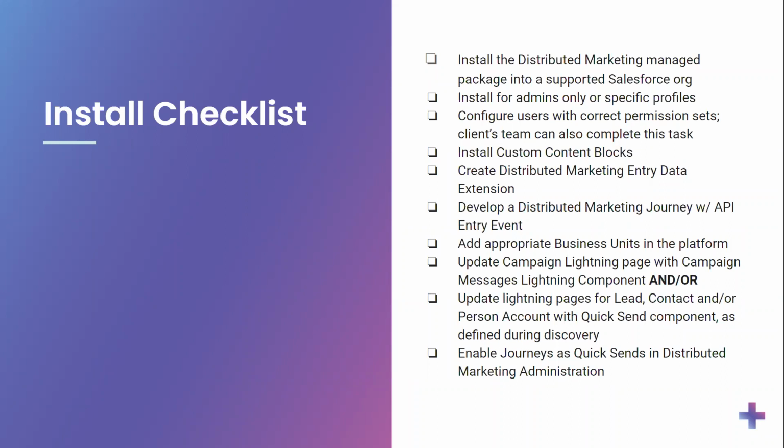Configure users with the correct permission sets. Clients' teams can also be asked to help out with this particular task. You'd like to install your custom content blocks. From there, you're going to create your distributed marketing entry data extension. You'll develop a distributed marketing journey with an API entry event using that very same data extension. You're going to add the appropriate business units in the platform.